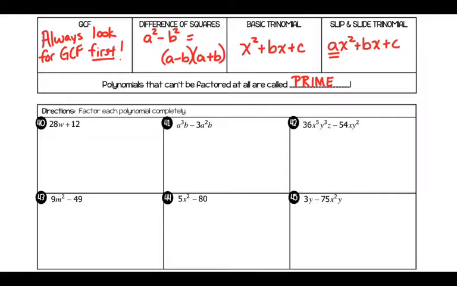Okay, so I'm going to do a little video right now on some factoring techniques from Algebra 1.